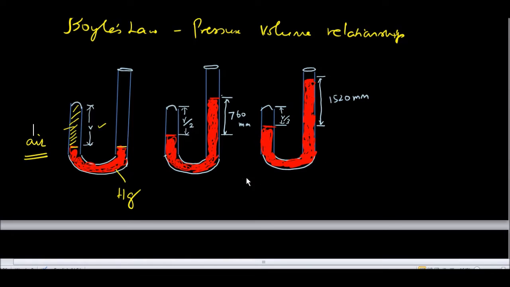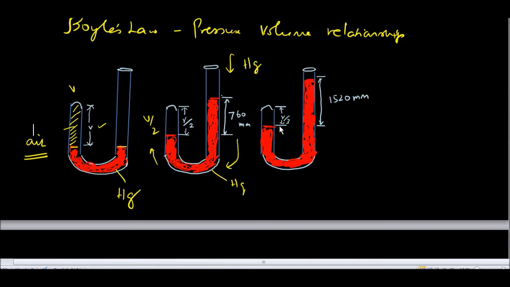Now in our subsequent attempt, we are going to add some extra amount of mercury to this tube from the top. When you add the mercury, the mercury level goes up and the volume of air is getting contracted. It is decreasing up to V by 2. Original volume is V, now it is reduced to V by 2.